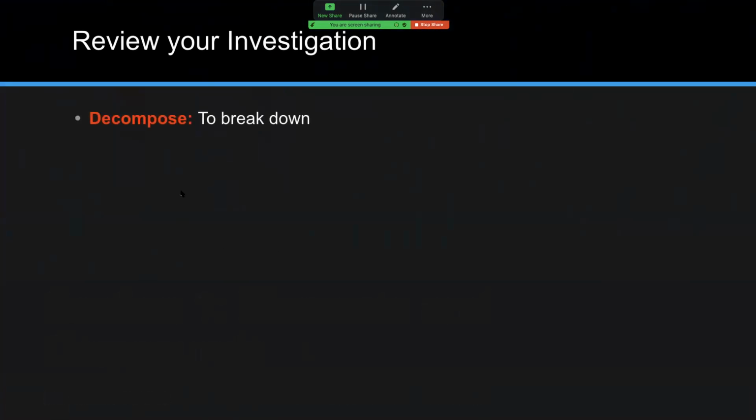So let's start out just reviewing your investigation. Thinking about these things, these are definitions that you probably should have in your composition notebook somewhere during your investigation. So when we talk about decomposition, what we mean there is that we are going to break down. So you can write in your notebook, decomposition is to break down.